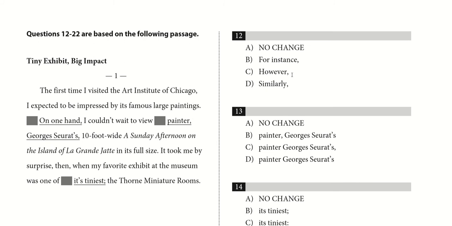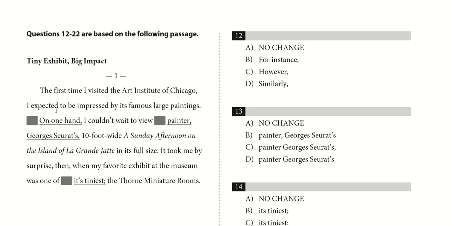What about C? "However." If you put "however," that means you are about to say something contrary or contrasting to what was mentioned before. Again, like "but," right? However, this doesn't counter what was said previously in any way. Again, it just sort of elaborates and expands on it. So C is going to be out because there's no counter here. I expected to be impressed, and sort of a bit of an explanation actually, right? Because I couldn't wait to view this painting.